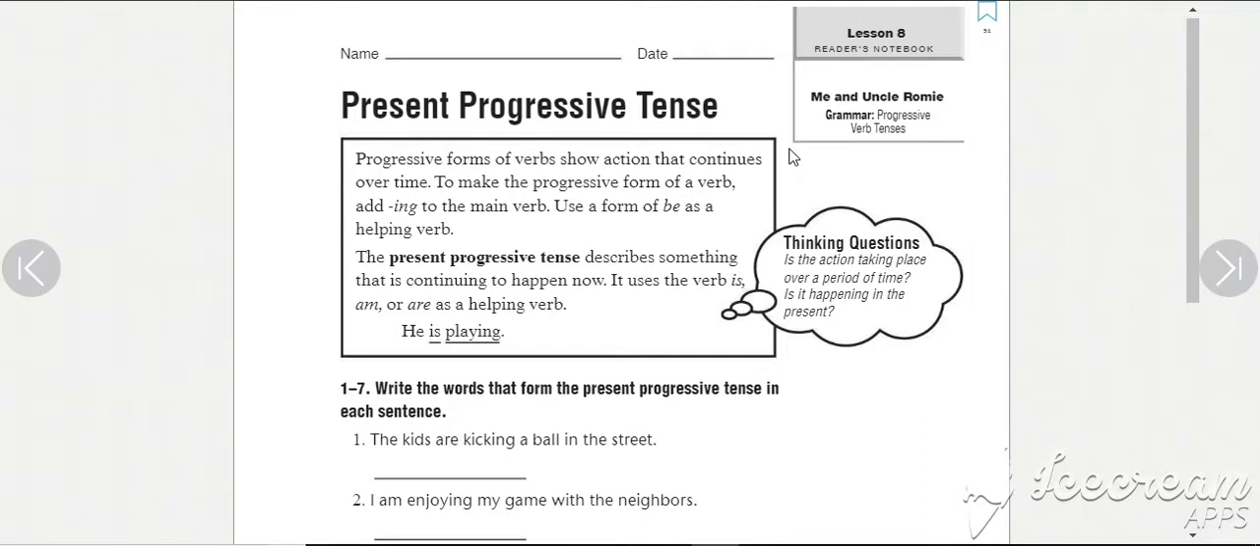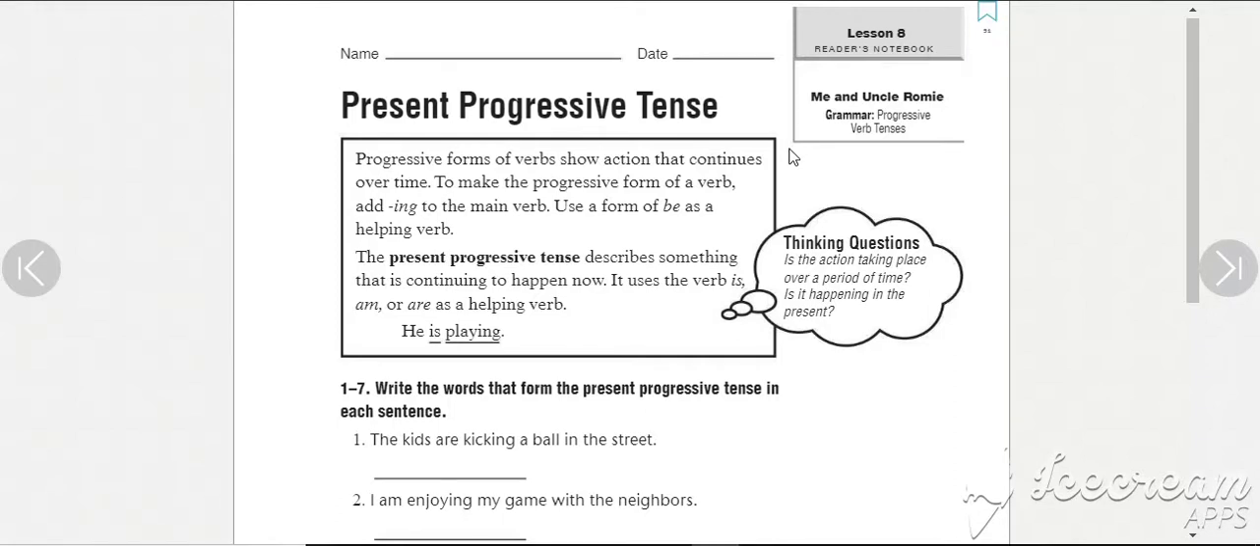What is present progressive tense and what are we talking about? In this lesson, we're talking about verbs in the present progressive form. We took before the verbs in the present tense, and then the verbs in the past tense, and then the verbs in the future tense. But what about the verbs in the present progressive tense?